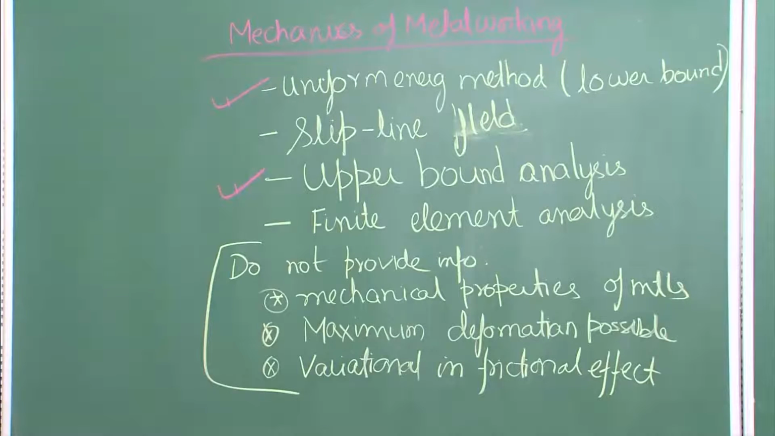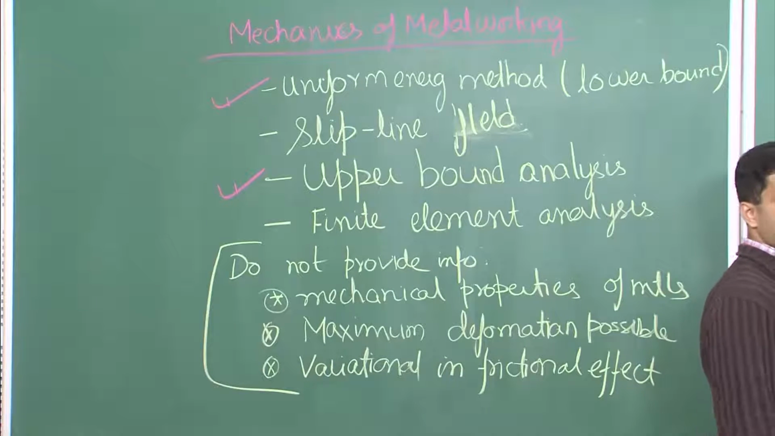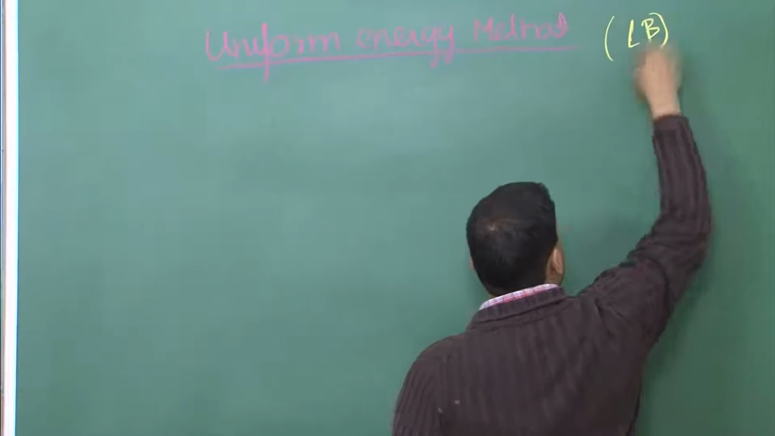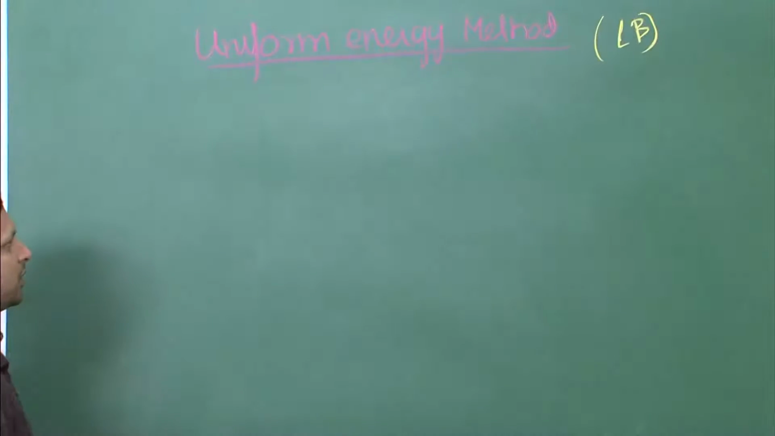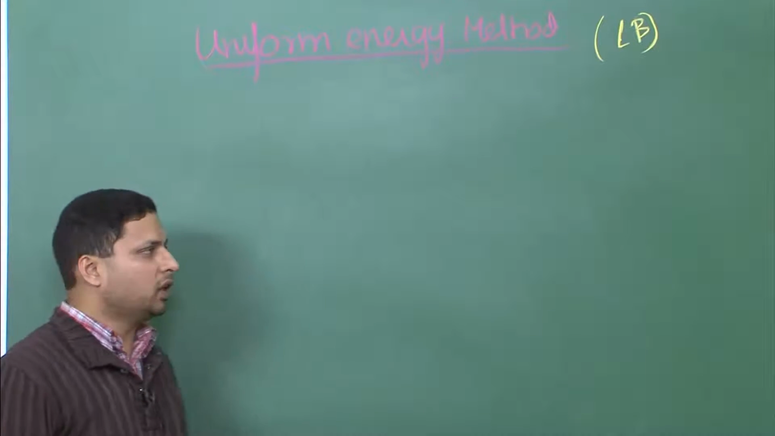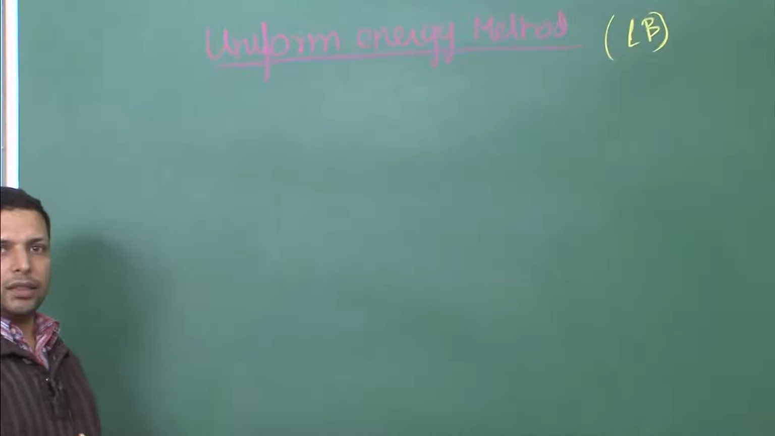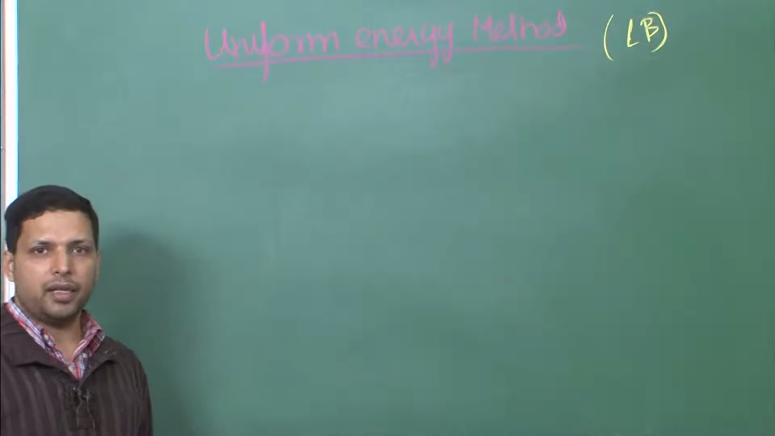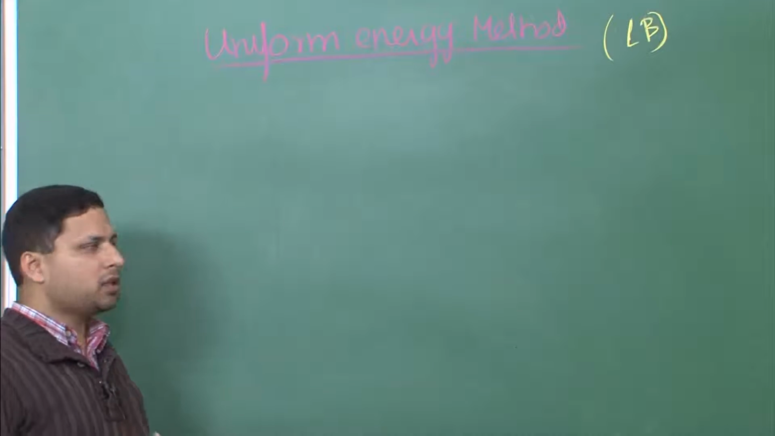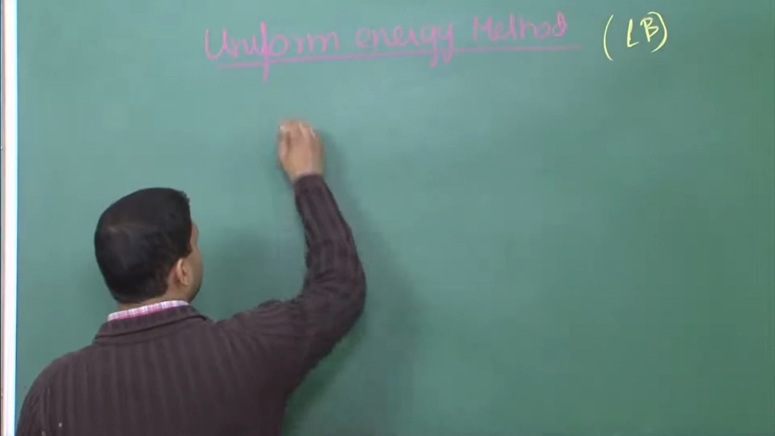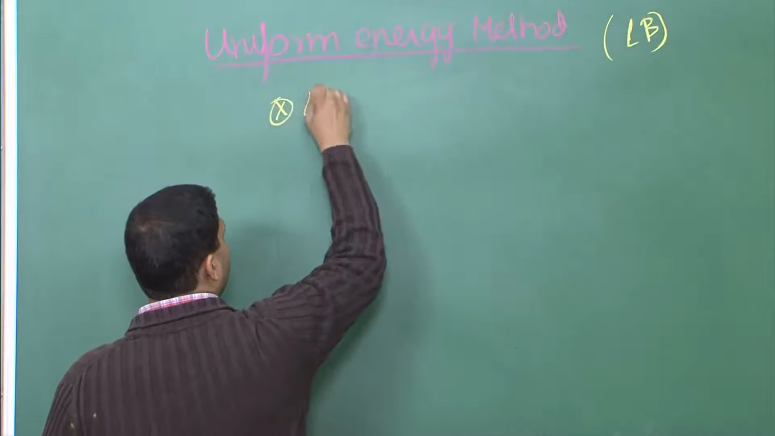So, now coming back to what we wanted to discuss, which is the uniform energy method, or also called the lower bound. Why is it lower bound? By the name itself, you should have realized by now that what it is saying is that the ideal work needed to do the deformation is what is calculated using the uniform energy method. So, this is in effect nothing but an energy balance.